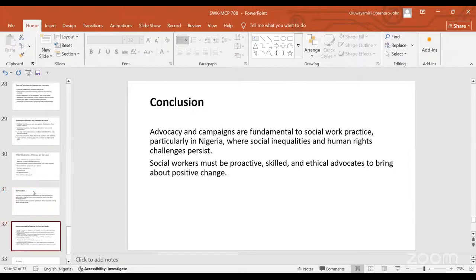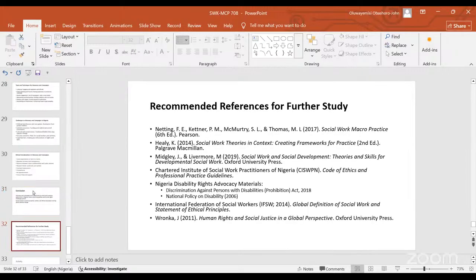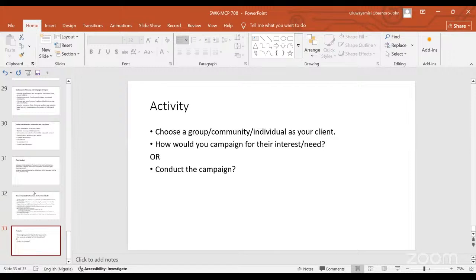Any questions or additions? So these are some materials that we can still look at if you have the time. I wanted us to do an activity, to choose a group or a community or an individual as your client. What would you do? Let's take like 10 minutes to just talk about this. We don't have to write it down. By 3:30, 3:35, we'll close the class, because I have another class at 4.